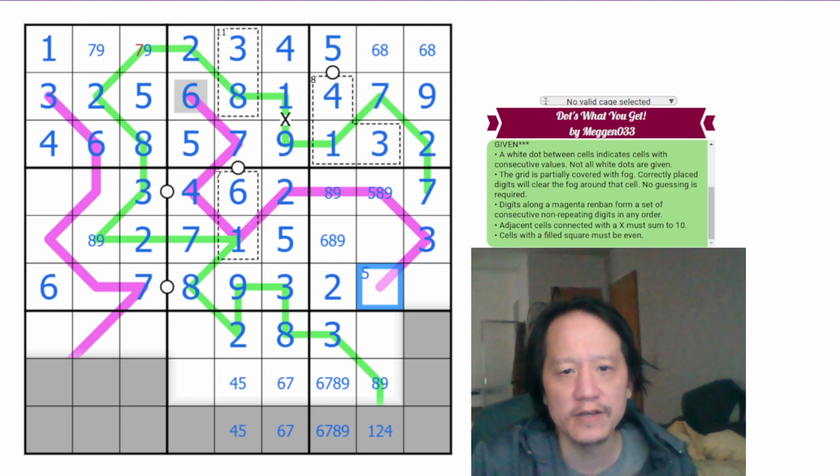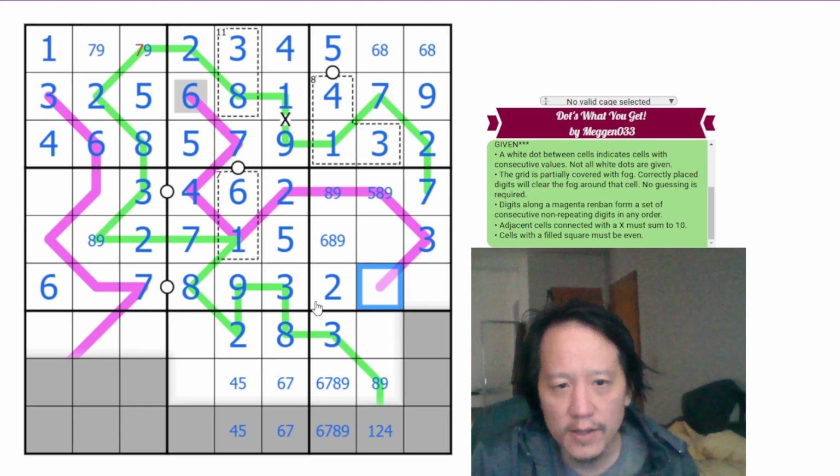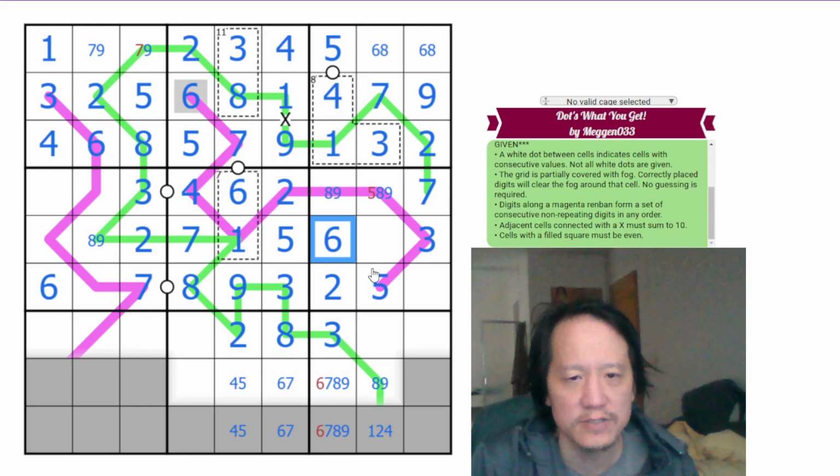This is 5, 8, and 9. Cannot be 8 or 9, so this is 5. This is 8, 9, 8, 9, so that's an 8, 9, 8, 9 pair in box 6, so that has to be a 6. The only place for 1 in box 6 is here. This has to be 4 then.